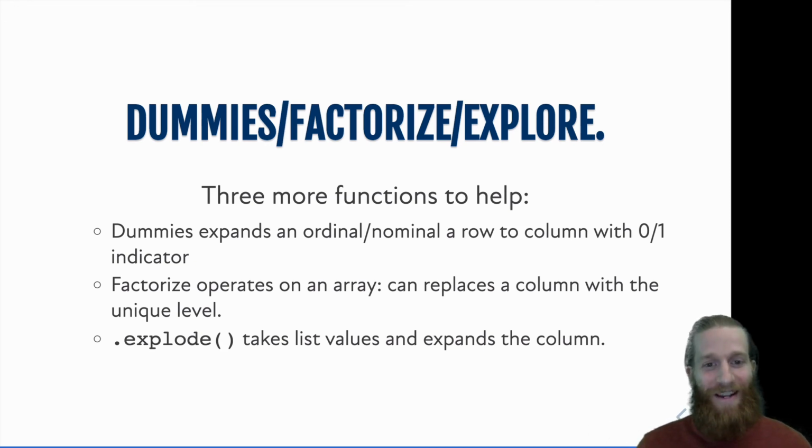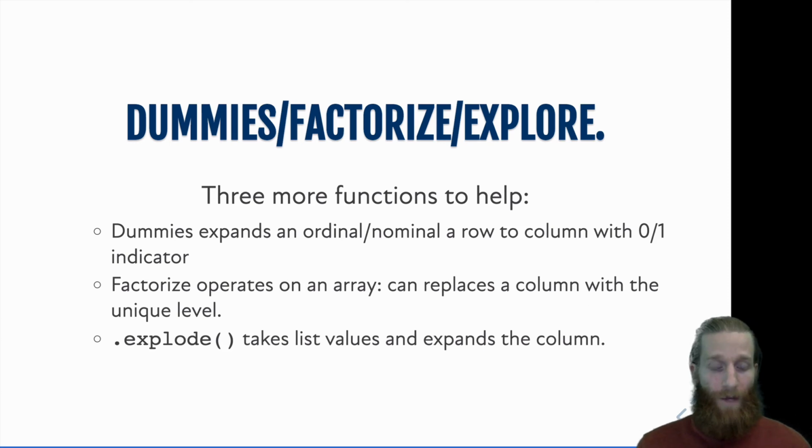And then factorize. So factorize is basically if you have a column and you want to take all of the values and convert them to integers, where all the A's become 0, the B's become 1s, for all the different unique values. It operates on an array, but you can run it against a column, and it'll replace that column with the order of the unique level. So also handy for doing transformations. This one I think is also useful for machine learning type tasks.